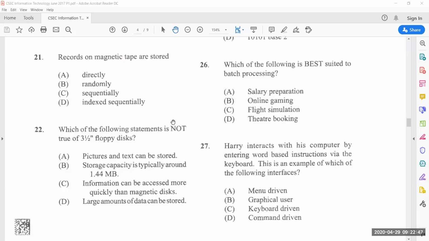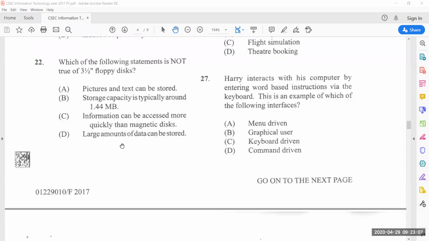Records on a magnetic tape are stored in which way? You have directly, randomly, sequentially, and indexed sequentially. C. Yes, sequentially. That's correct. Okay. Which of the following statements is not true of 3.5-inch floppy disks?